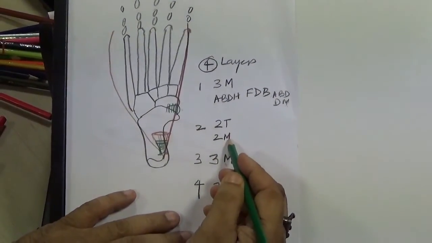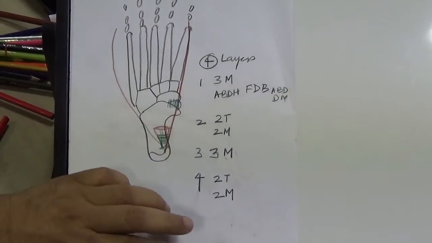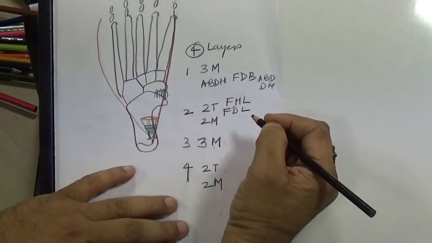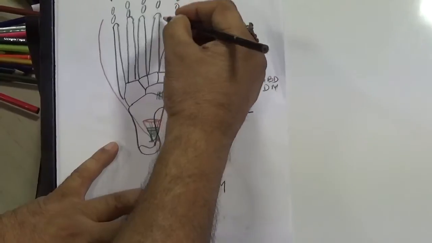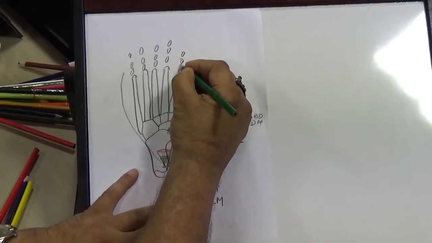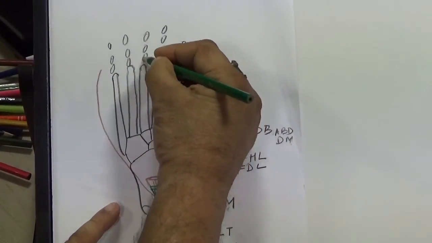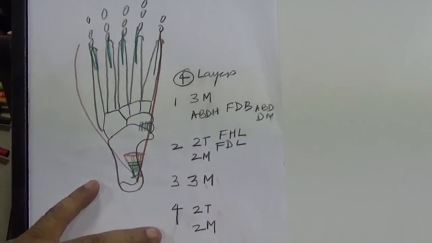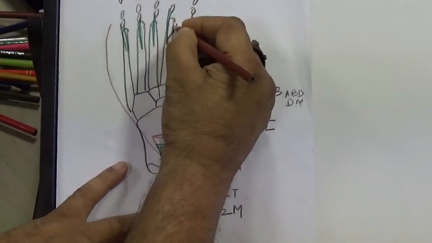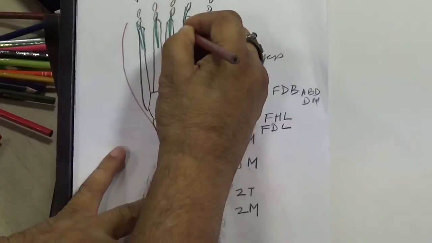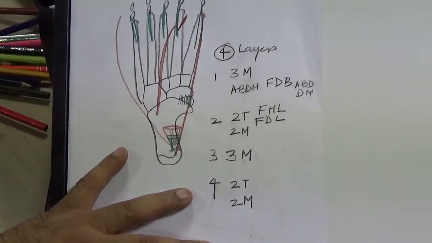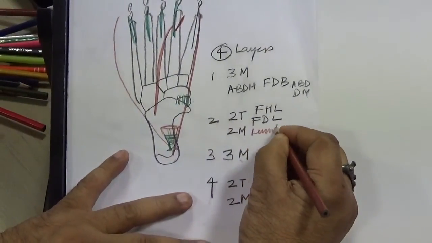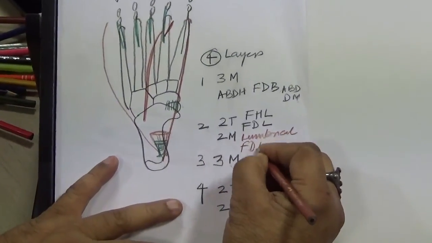Then you have 2 tendons and 2 muscles. The 2 tendons are flexor hallucis longus and flexor digitorum longus. See, the hallucis longus goes here, and digitorum will go here. So one muscle will arise from digitorum longus, that muscle will be the lumbrical, and one muscle will get attached to this tendon, that will be flexor digitorum accessorius. So the 2 muscles are: one arises, that is the lumbrical, and the other gets attached, flexor digitorum accessorius.